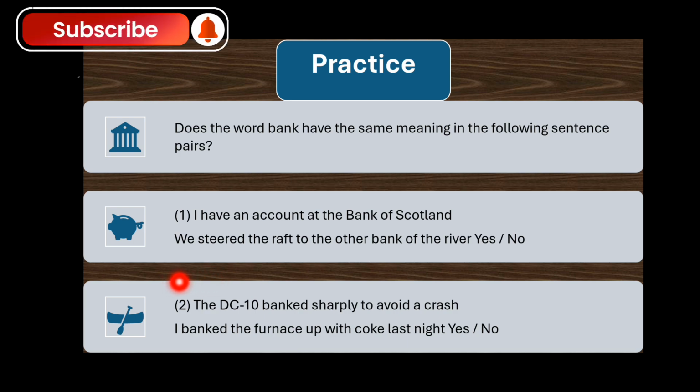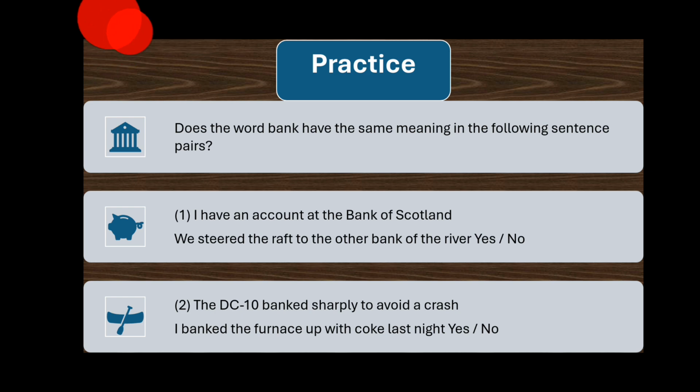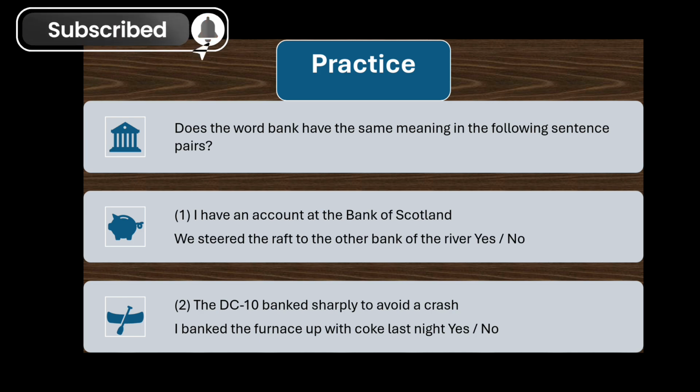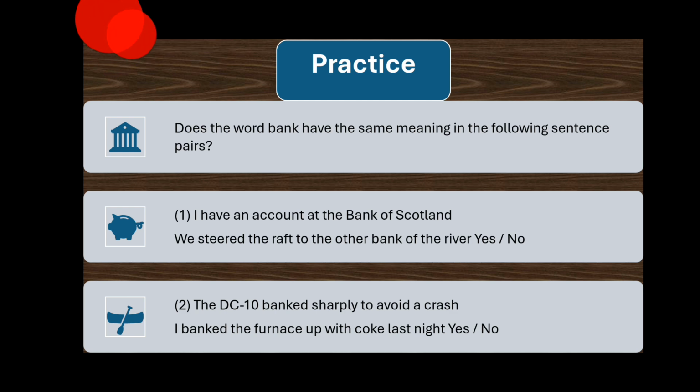Second, the DC-10 banked sharply to avoid a crash, right? So you see here that bank is used as a verb. It has a different sense. And I banked the furnace up with the coke last night. Again you can see that it is used as a verb in the fourth sentence, but with a different sense. So it means that the word bank has 4 different senses. When you check in a dictionary, you will find that one meaning of bank is this, second is this, third is this, and fourth is this. Right?